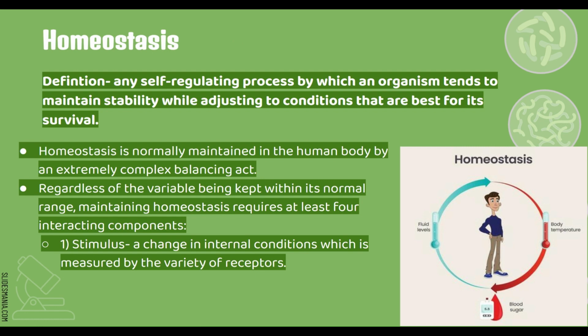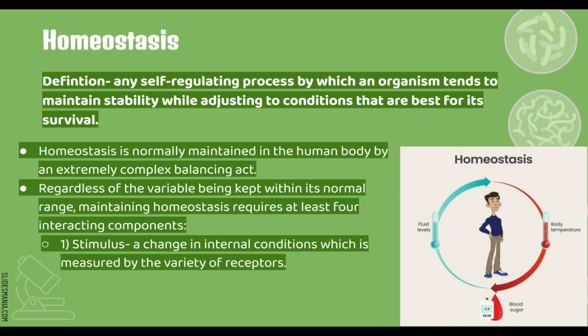Right? Homeostasis is just any self-regulating process by which an organism tends to maintain stability while adjusting to conditions that are best for its survival. Basically, it's just saying you have to have some kind of biological balance, right? Whether you're talking about right here, your fluid levels, your body temperatures, your blood sugar, if any of these get too high or too low, that can cause serious illness to this person, or eventually it can lead to death, right? Homeostasis is normally maintained in the human body by an extremely complex balancing act, right?